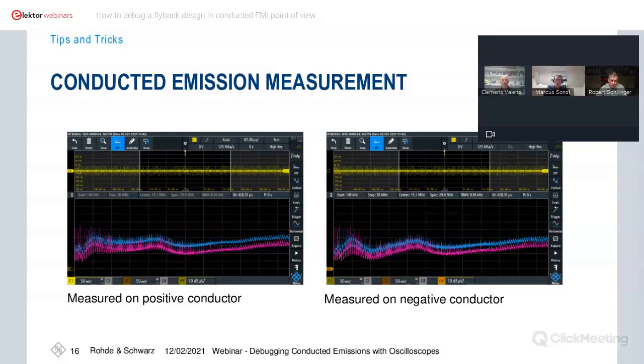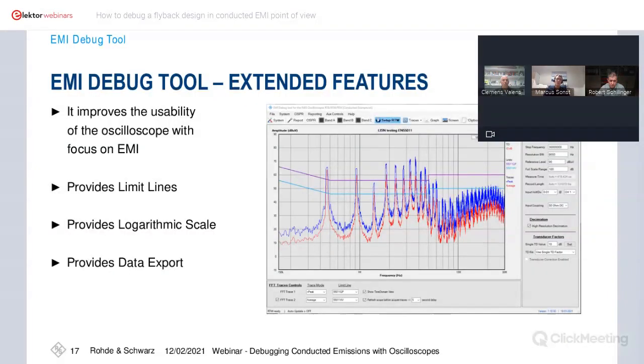because especially here the lower frequencies are very dense nearby, and it seems that it's also the same on the positive and on the negative, and so it's not so convenient, I think. Therefore we introduced the EMI Debug Tool, which is an external PC tool where we really have nice extended features in combination with the oscilloscope.